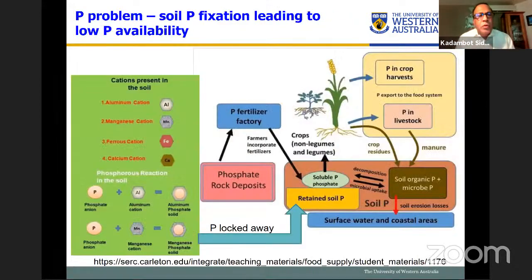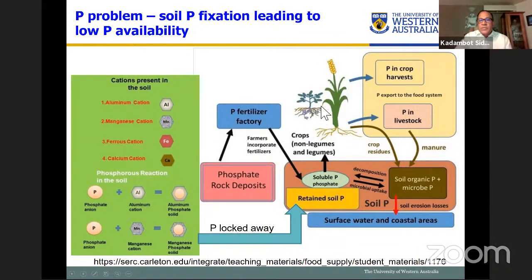Now I'm going to move to the phosphorus part of the talk. You all know, many of you have studied soil science, that soil P fixation leads to low P availability. Very quickly, there are cations present in the soil: aluminum cation, manganese cation, ferrous cation, calcium cation. For example, phosphate plus aluminum becomes aluminum phosphate, not available to the plant. Phosphate, particularly in acid soils, the phosphate anion, and manganese, magnesium phosphate.